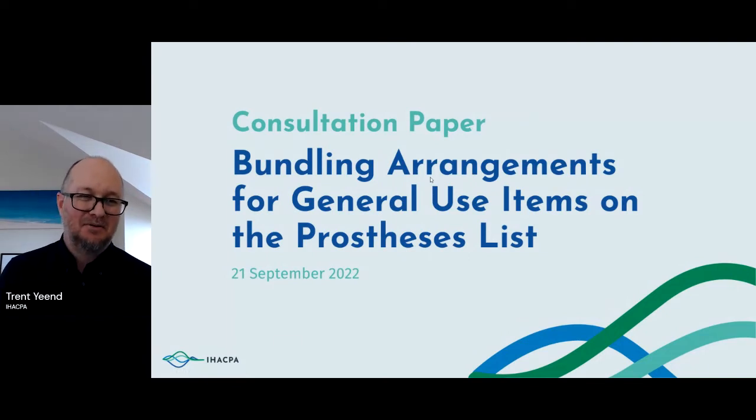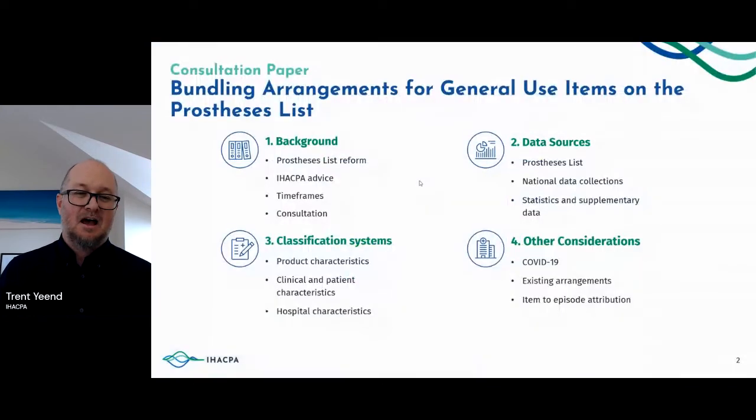The consultation paper that we released last Wednesday on bundling arrangements for general use items on the prostheses list. We'll start with the background on prostheses list reform and IHACPA's role in providing advice and the timeframes around the advice that we'll be providing, as well as the consultation process that we're currently undertaking. And then we're going to look at the consultation paper itself, which has three sections, the first being on data sources, the second being on classification systems, and the third on other considerations of relevance to the utilisation of general use items on the prostheses list.